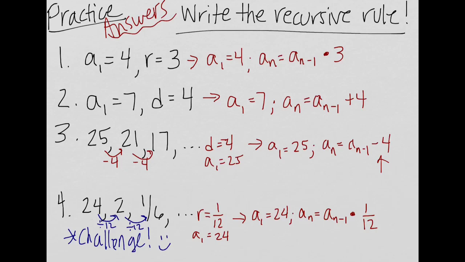Because remember, r needs to imply multiplication when we put it in our formula. So if you said divide by 12, you're not wrong, but you need to write it as 1 over 12 for your r value. Because if you put r equals 12, that's implying you multiplied by 12, and we don't want that.